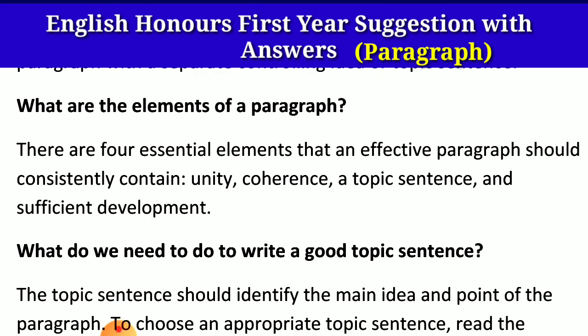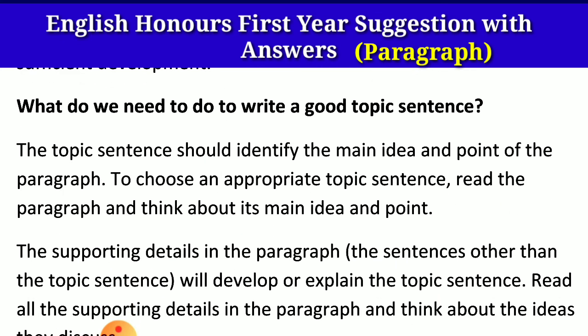What are the elements of a paragraph? There are four essential elements that an effective paragraph should consistently contain: unity, coherence, a topic sentence, and sufficient development. What do we need to do to write a good topic sentence? The topic sentence should identify the main idea and point of the paragraph.